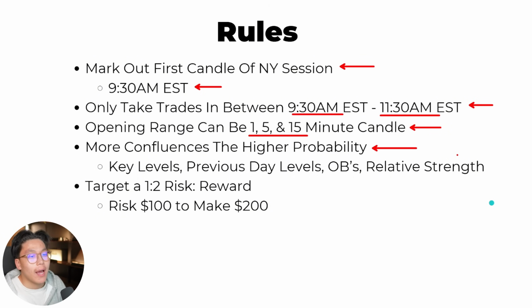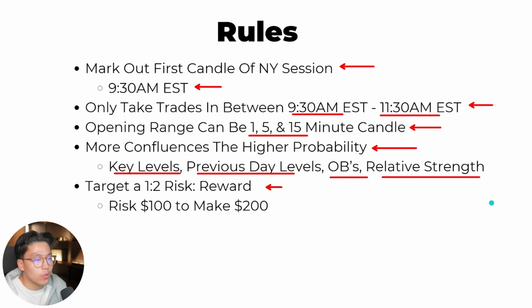Another one, more confluences, the higher the probability. As you know, having the opening range by itself can be very powerful, but if you combine it with other confluence as well, such as key levels, right, previous day levels, potential order blocks, and you have other confluence such as relative strength or relative weakness as well, it can allow you to have a lot higher probability trade and allow you to potentially hold your trades for a little bit longer as well.